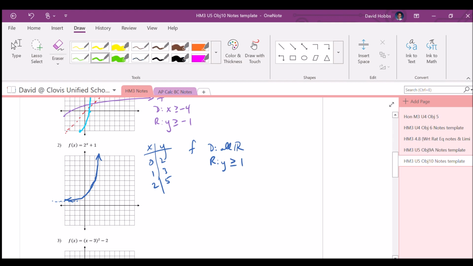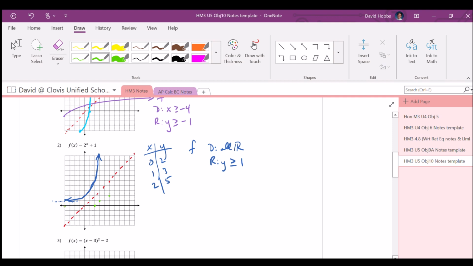Okay, so let's do the inverse, although let's draw on the line y equals x. It's nice to draw on the line y equals x when you're doing inverse functions. So for the inverse, 0, 2 becomes 2, 0. 1, 3 becomes 3, 1. And 2, 5 becomes 5, 2.